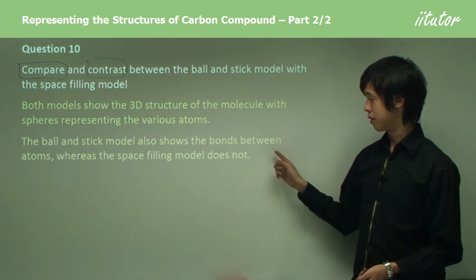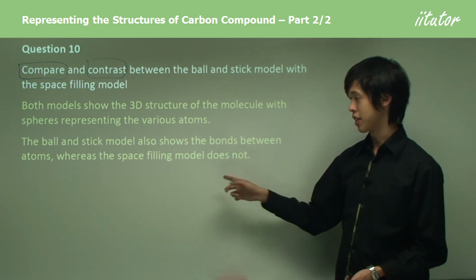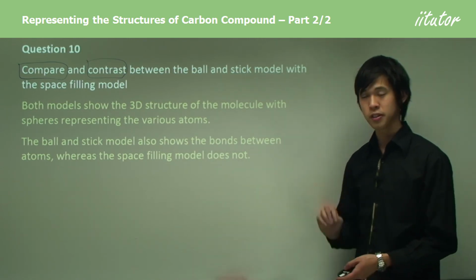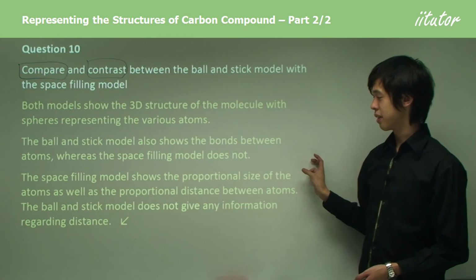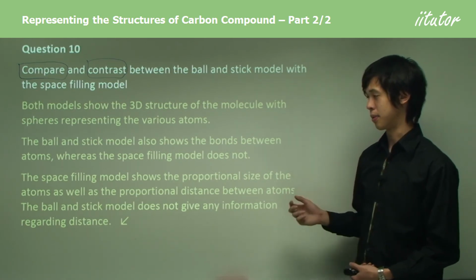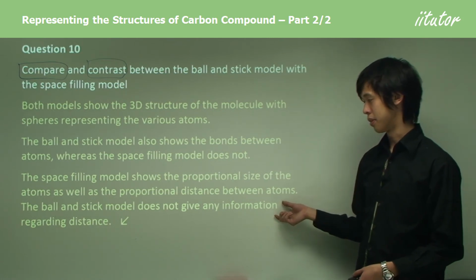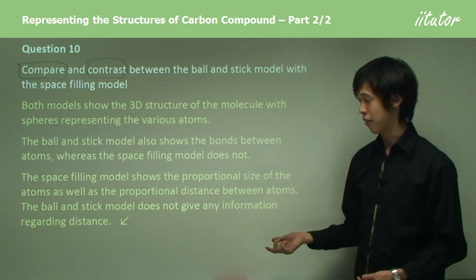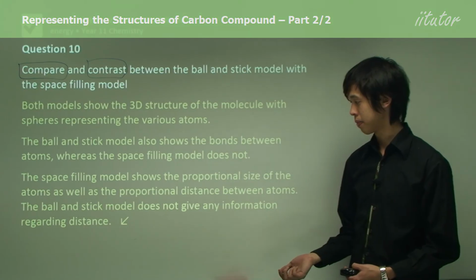The ball and stick model also shows bonds between atoms, where the space filling model does not. So that's one difference. But the space filling model shows the proportional size of the atoms as well as the proportional distance between atoms. The ball and stick model does not give any sort of information about relative distance. Okay?